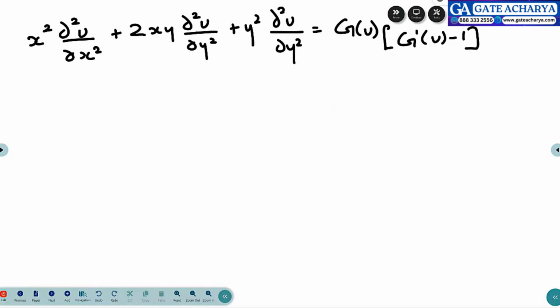Now what is g of u? n f of u by f dash of u. For second order, you have to take that function and multiply by the derivative of that function minus 1. So what is g of u? Please note it down: n f of u divided by f dash of u. That is your g of u function. That should be taken for second order.